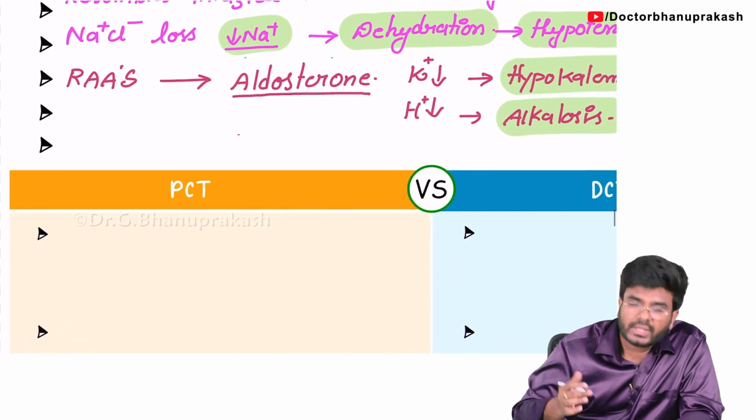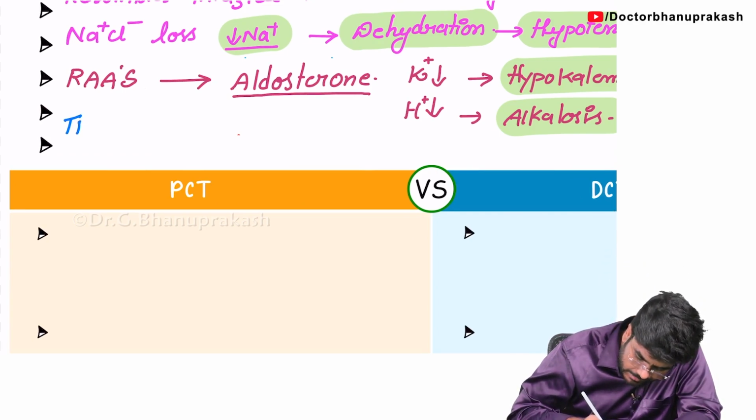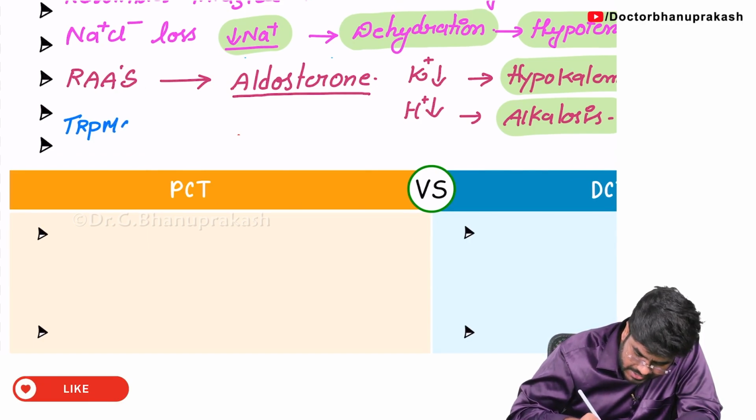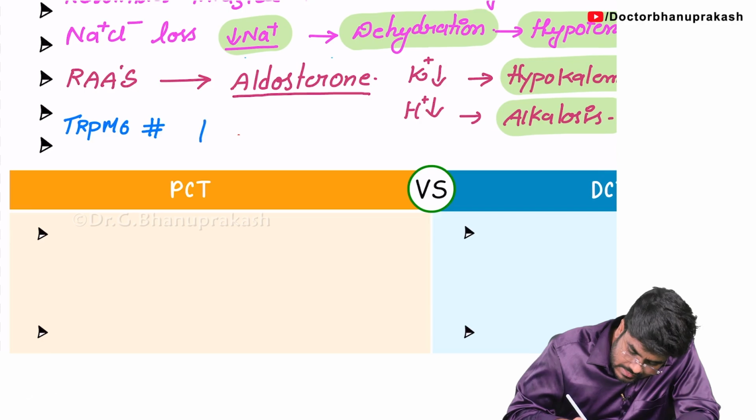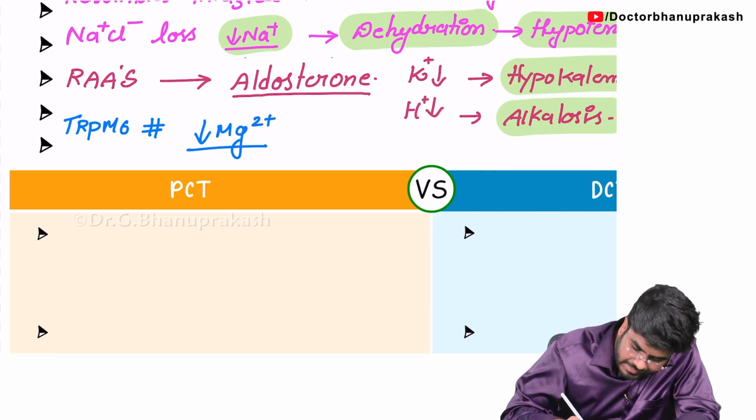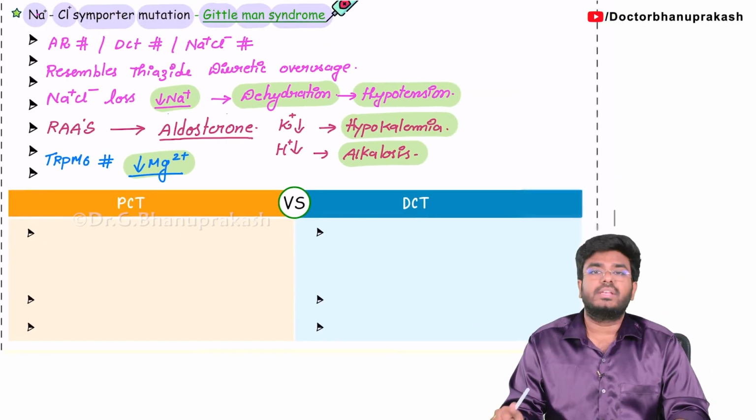See, in Gitelman syndrome, to their bad luck, one more transporter is defective. The transporter is the TRPM6 magnesium channel. This TRPM6 magnesium channel is defective, which is going to cause severe hypomagnesemia. So their magnesium levels are going to be very, very low. In these patients, there is severe hypomagnesemia.